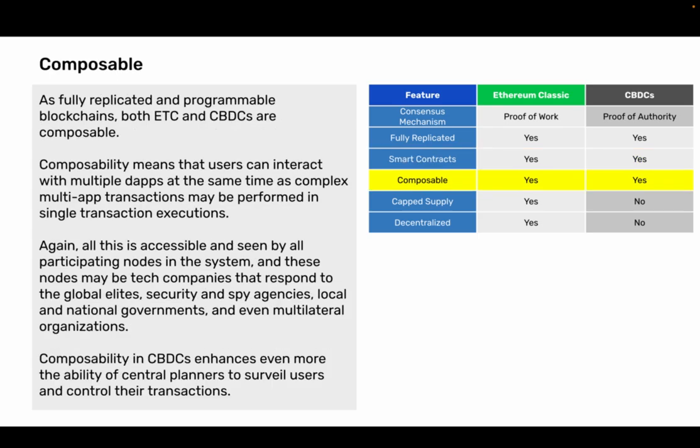Composable. As fully replicated and programmable blockchains, both ETC and CBDCs are composable. Composability means that users can interact with multiple dApps at the same time, as complex multi-app transactions may be performed in single transaction executions. Again, all this is accessible and seen by all participating nodes in the system, and these nodes may be tech companies that respond to the global elites, security and spy agencies, local and national governments, and even multilateral organizations. Composability in CBDCs enhances even more the ability of central planners to surveil users and control their transactions.